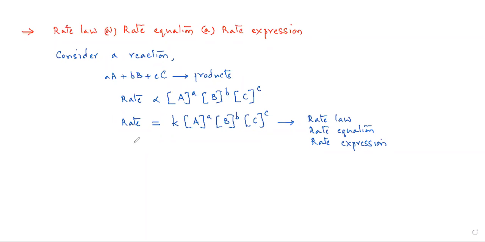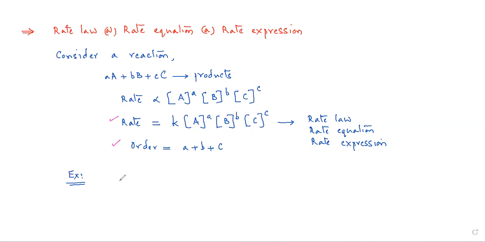Let me also tell you one more point here itself. Taking the sum of the powers of concentration terms in the rate equation gives us the order of the reaction. So these two are very important. But let me give you some examples, and then let us decide whether it is that easy or a bit complex.